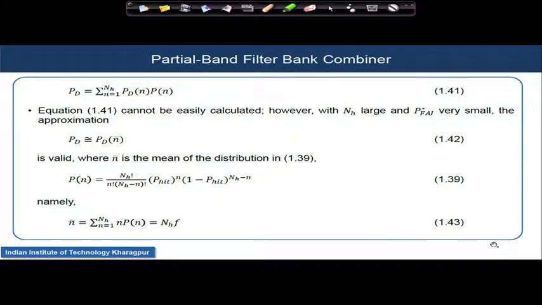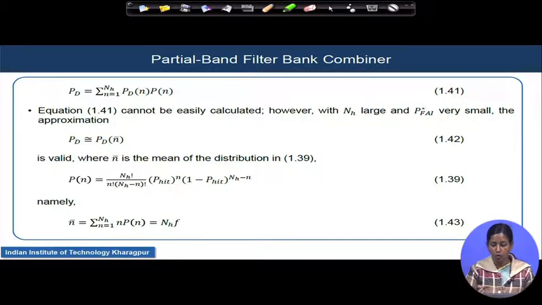And the evaluation of this equation 1.41 cannot be easily calculated. But with a higher value of NH, when the number of hops is very large, and your false alarm probability per channel is very small, then you can approximate this PD with the distribution of this PD n bar, and this n bar is basically the mean of the distribution given in the equation, and this mean will be computed by NH into f.